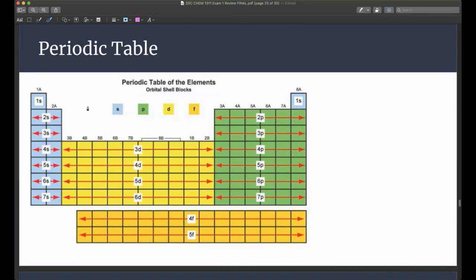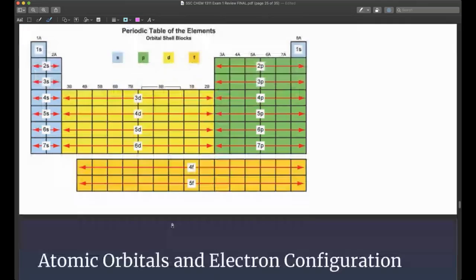So on this left side, this is the entirety of the s orbital, including helium. And then on the very right side, this is the p orbital, which contains 6 electrons, and the s orbital contains up to 2 electrons. And then in the middle, we have our d orbital, which contains up to 10 electrons. And then at the very bottom, we have our f orbital, which contains up to 14 electrons.